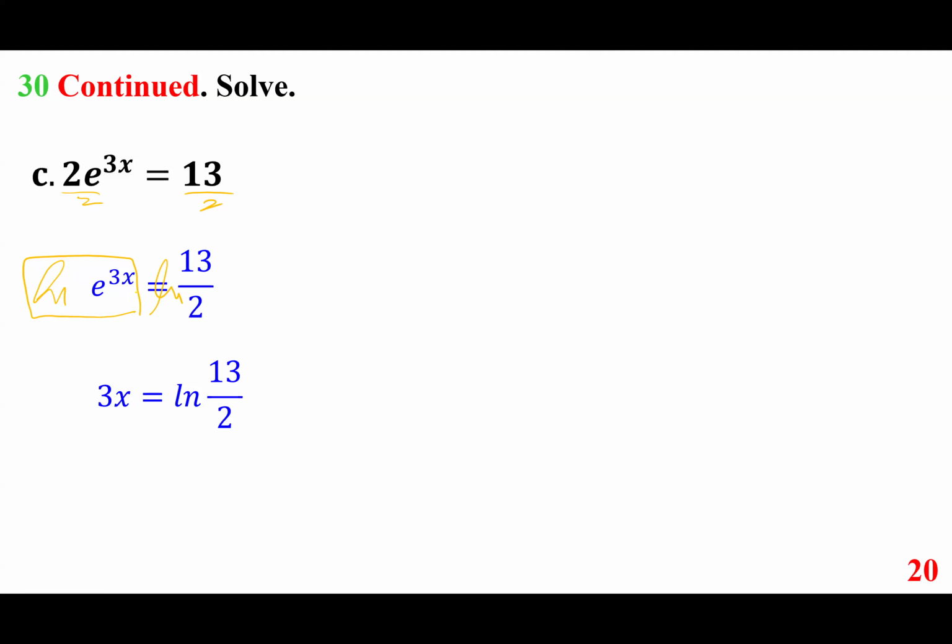Divide by 3. So x becomes 1/3 of ln of 13/2. This, everybody, is an exact answer. And normally we want to answer exact. If they ask you for an approximation, you put it into a calculator and however many decimals. This is an approximation with 1, 2, 3, 4, 5 decimals. When they say 5, you go to the sixth one to make a decision. So it's important to know what you have to do, okay?